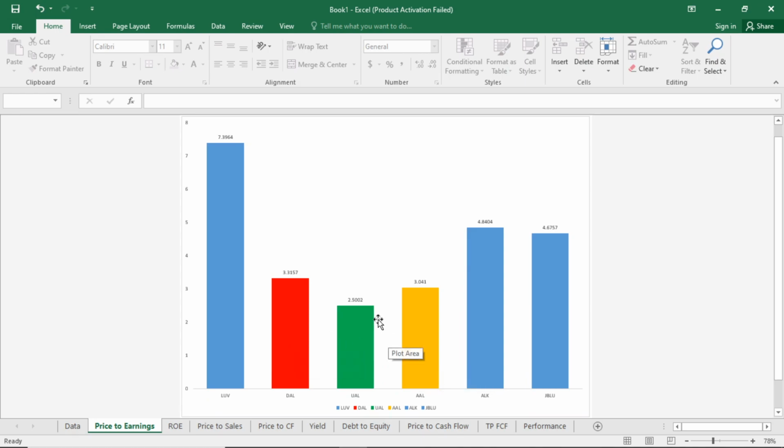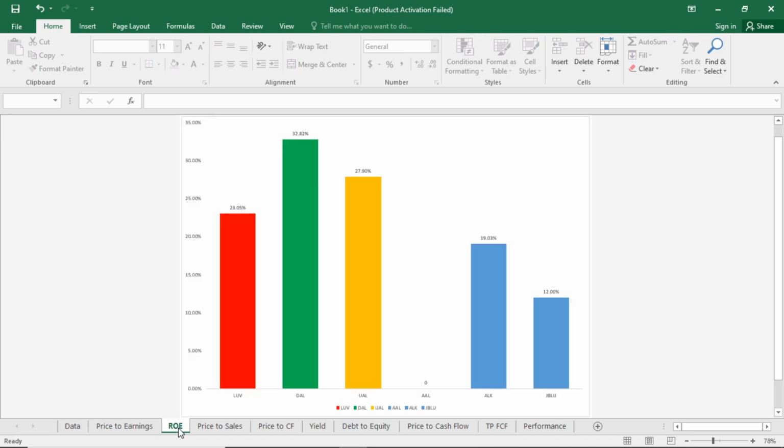So I would have to pay the least amount of money, which is $2.50, to earn $1 of United Airlines earnings, followed by American Airlines, and then Delta. So in terms of the price that I have to pay to earn the earnings per share, the cheapest is United.